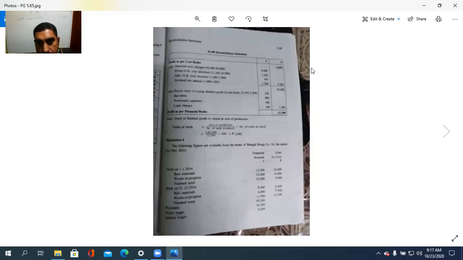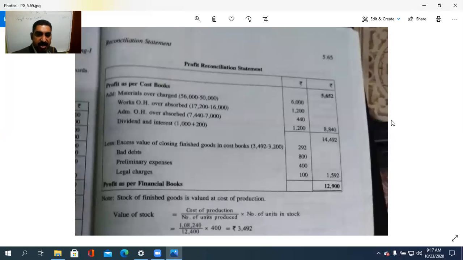Firstly, see, material overcharged. It is 56,000 in the cost books, while there is only 50,000 in the financial books. So add materials overcharged. So how much? 6,000.